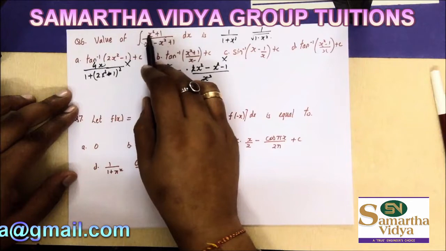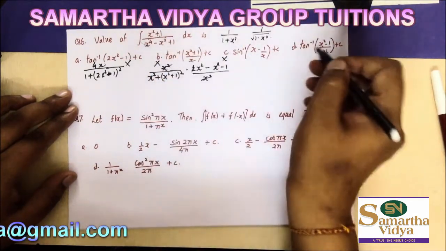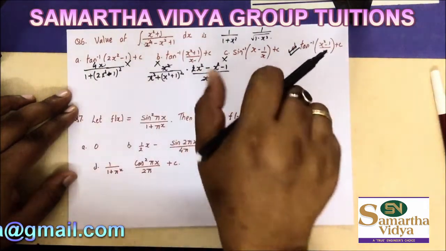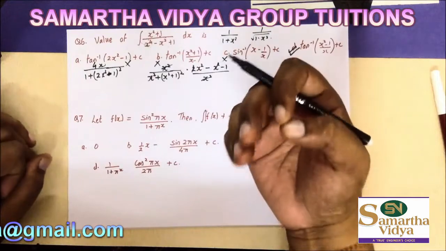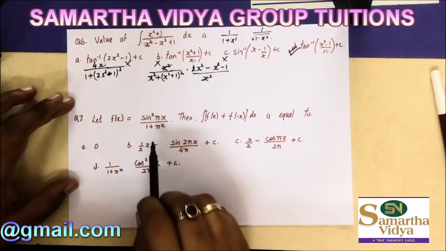But your option gives you x square plus 1. So this is also eliminated, so only option remaining is D. So you can see that simply by analyzing using some common sense, we can eliminate the options and then select the right one. Moving on to the last one.